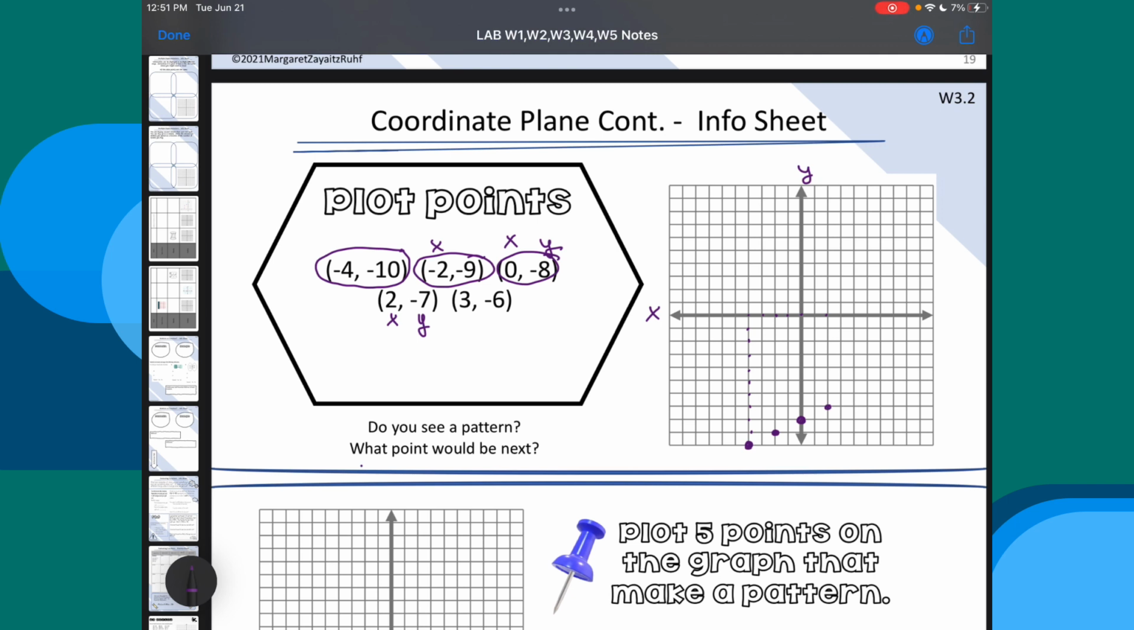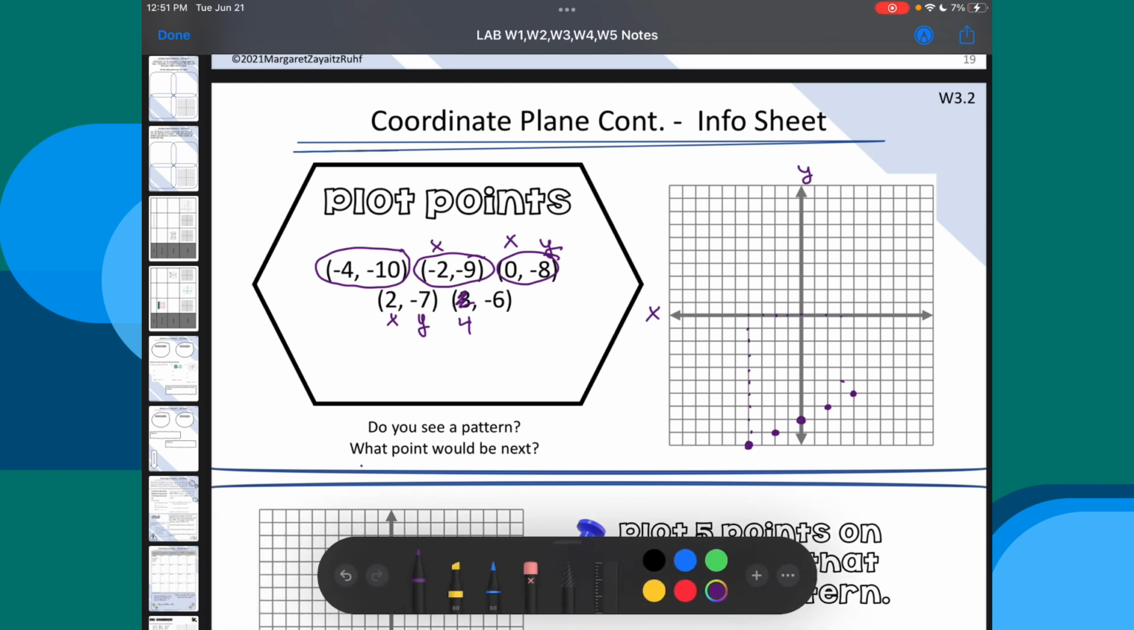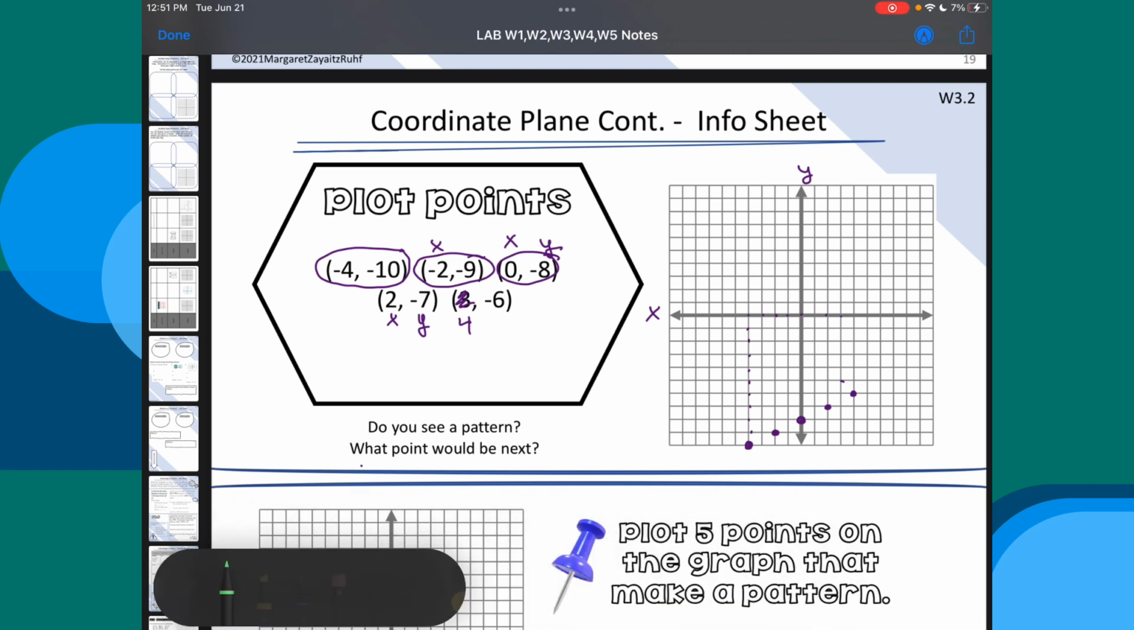And lastly, we're going to plot 3. 1, 2, 3, 2, 3, 4, 5, 6. I'm sorry, this should be 4, -6. Okay. Do you see any pattern happening between your points?